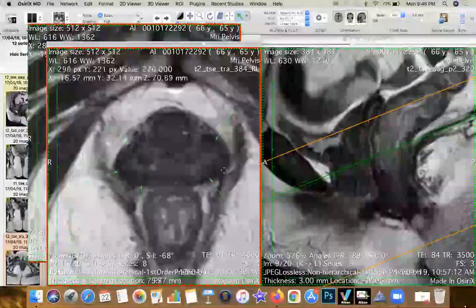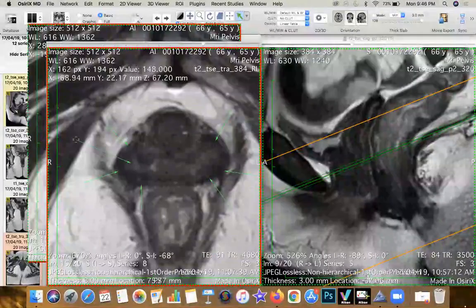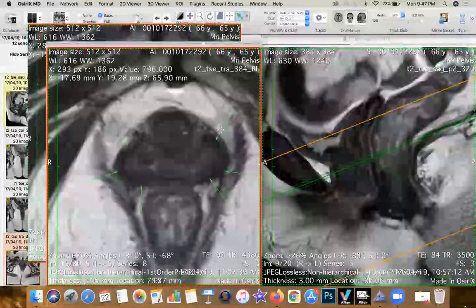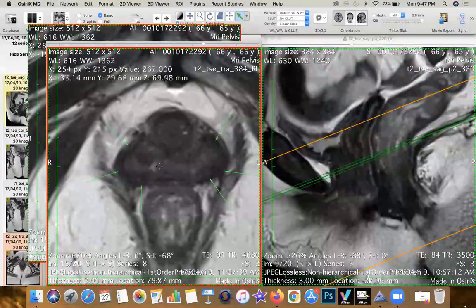You can see the striated muscle. This inner layer is the submucosal component, and the blackish stripe, basically, is the stratified squamous mucosal epithelial lining with the lumen of the vagina itself.